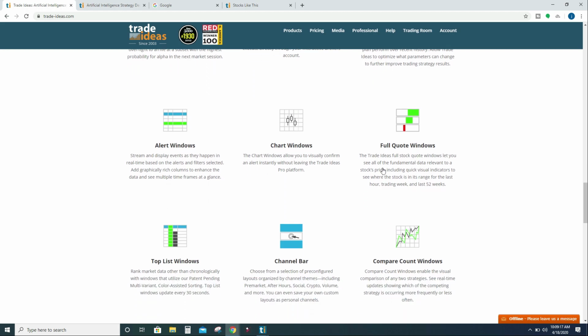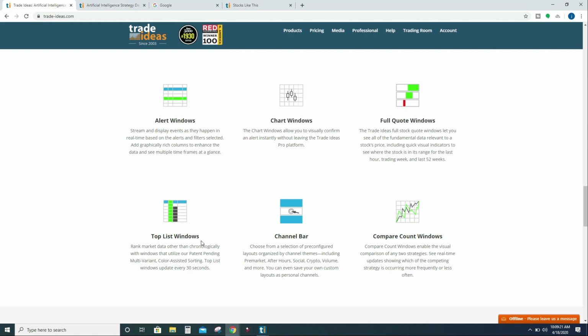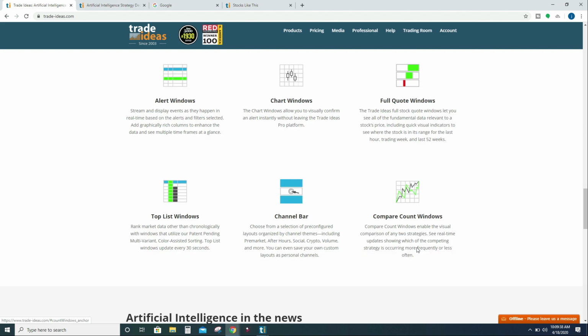They give you full fundamental quote windows, top list windows. So if you want to see the biggest gainers or the biggest losers, highest volume gainers, things like that, they give you pre-configured layouts or pre-configured scans. We'll go over that here in a minute. And then you can also compare different strategies against each other. So all really cool features.